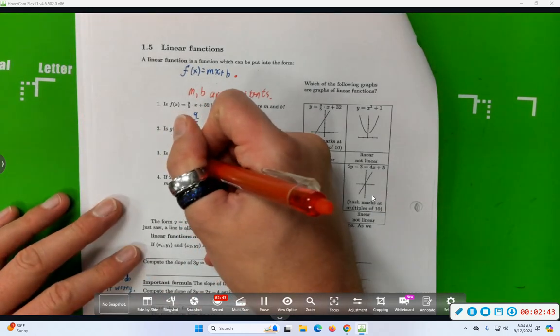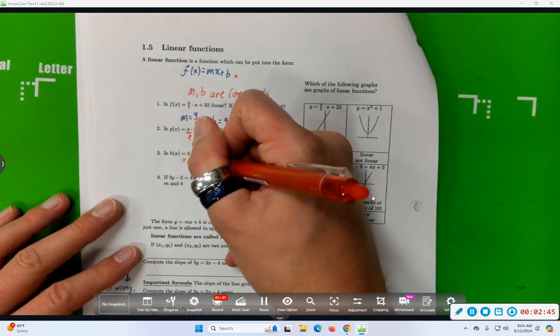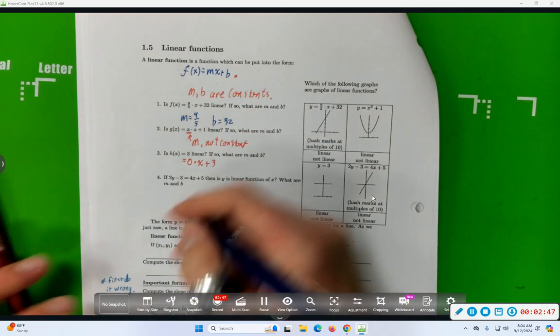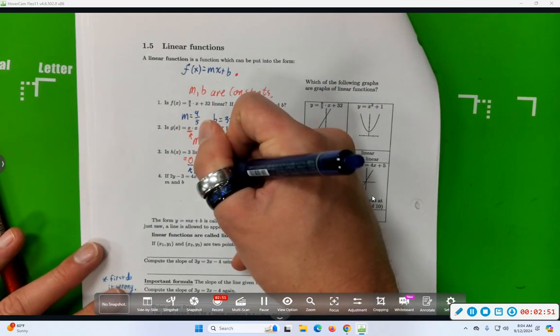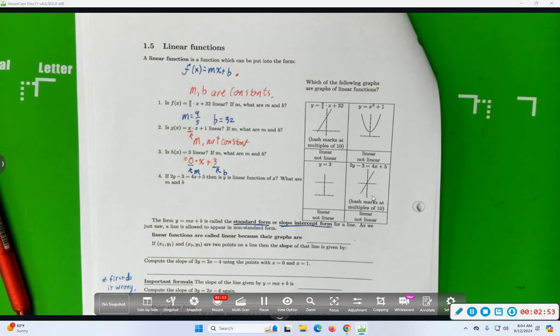Yeah, because this happens to be the same thing as 0 times x plus 3. So there's your m, there's your b. So importantly, a linear function isn't a function that already has the form y equals mx plus b. It just has to be able to be put in that form. In this case, you could stick that plus 0x because adding 0 doesn't do anything.